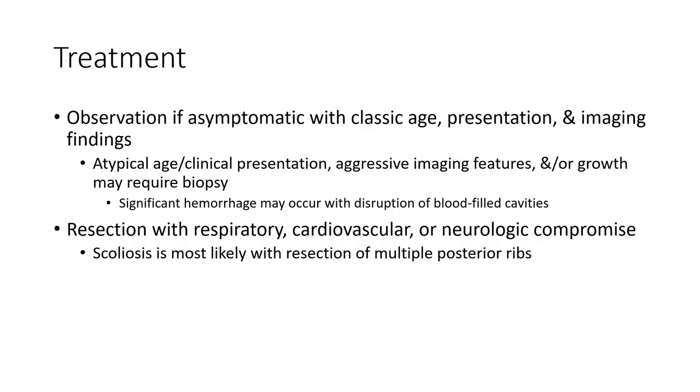Treatment: observation if asymptomatic with classic presentation and imaging findings. Atypical clinical presentation or aggressive imaging features may require biopsy. Significant hemorrhage may occur with disruption of blood flow. Cavity resection may cause respiratory, cardiovascular, and neurological compromise. Scoliosis is most likely with resection of multiple posterior ribs.